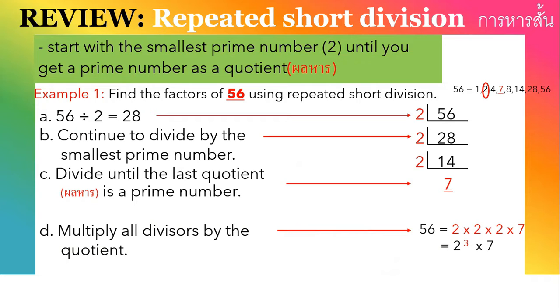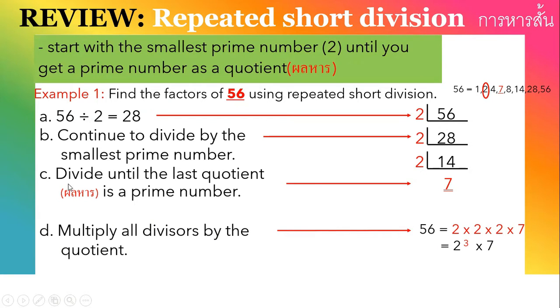So we have an example here. Example 1: find the factors of 56 using repeated short division. We have some steps to follow. Step A, we divide 56 by the smallest prime number, which is 2. And then our answer is 28. Step B, continue to divide by the smallest prime number. So we will divide again the quotient 28 by 2.